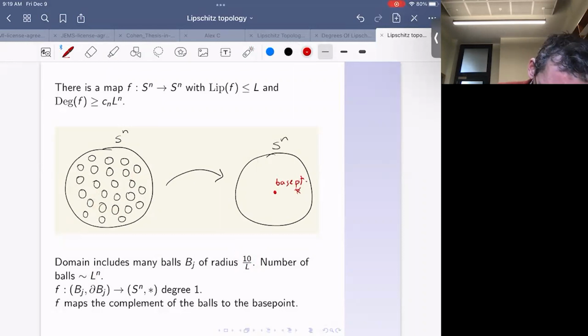star. And I take, say, this ball here, and I wrap that ball around the whole sphere, and I map the boundary of the ball onto the base point. And with a radius of 10 over L and an L-Lipschitz map, I can stretch that out to a ball of radius 10, which is big enough to cover the sphere. Okay, and then what I do is I map the complement of these balls just to the base point, and that's continuous because the boundary of every ball already went to the base point, so it fits together. Okay, and then the degree of the map is the number of these balls, which is around L to the n.